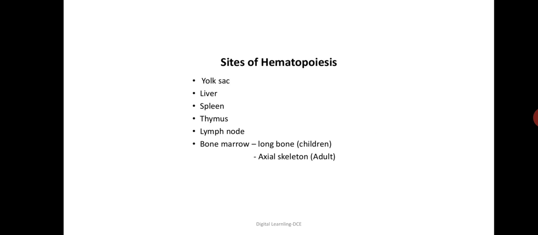Where does this development of blood cells occur? Before birth, in the embryonic stage, hematopoiesis occurs in the yolk sac, liver, spleen, thymus, and lymph node of the fetus. After birth, it occurs in bone marrow, especially in long bones of children. In adults, it occurs in axial skeleton bone marrows.